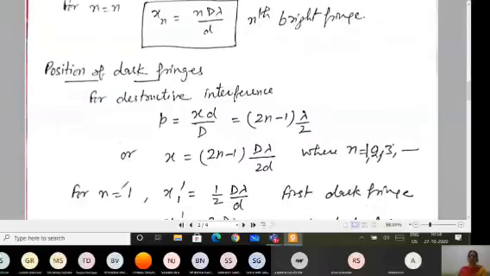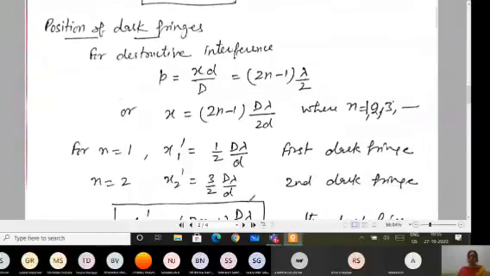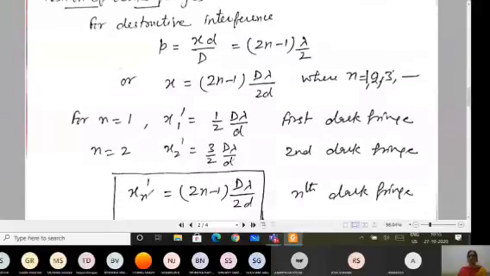So when you take n equals 1, x1 dash, it means the first dark fringe, I am getting 1 by 2 capital D lambda by small d. And similarly for the second dark fringe I am getting x2 dash, just simply to differentiate, I have named it like this. I am getting 3 by 2 D lambda by small d. So for the nth dark fringe, the expression is xn dash, which is equal to (2n minus 1) D lambda by 2d. So you need to keep these expressions for the bright and dark fringes with you.